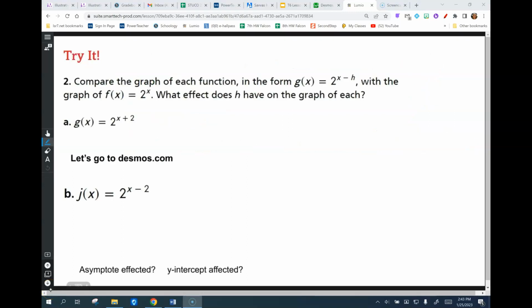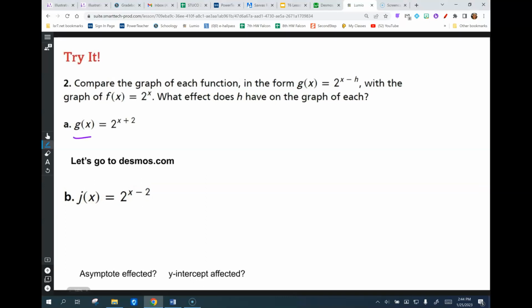Now back to page 132, it says compare the graph of each function in the form of g of x is equal to 2 to the x minus h with the graph of 2 to the x. What effect does h have on the graph of each of these? Now you might remember what's going to happen, but what we're going to do right now is take this function right here, 2 to the x plus 2, and go out to Desmos.com and graph this and see what happens.